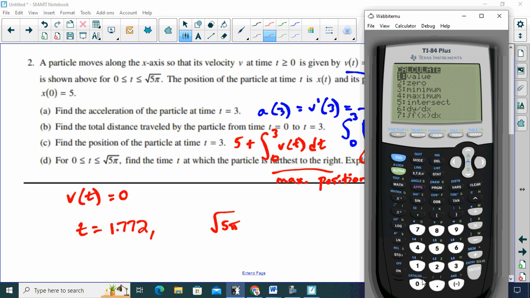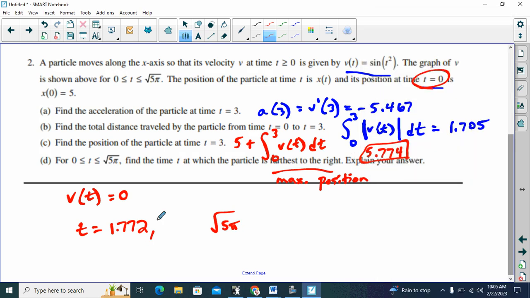I'm going to calculate my 0 from 0 to square root of 5 pi. I'm going to use the whole interval. And when it tells me to guess, I'm going to guess, I'm sorry, that's 3. T equals 3. And it's very close to 3, not quite. 3.070. And we had that last point. Those are the points that might be the maximum position.